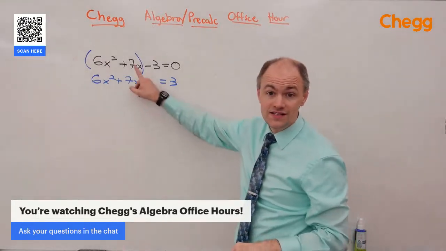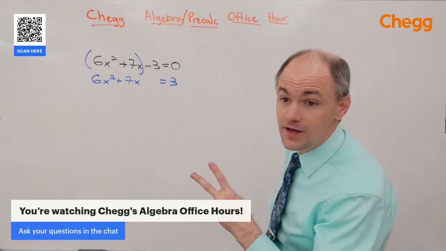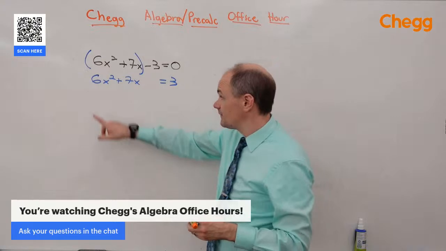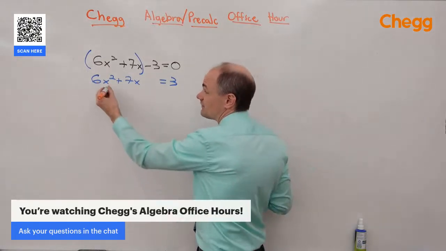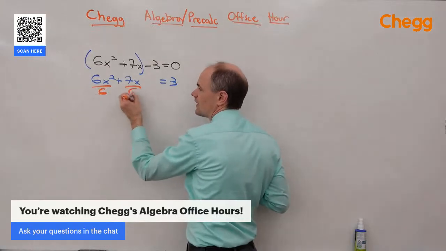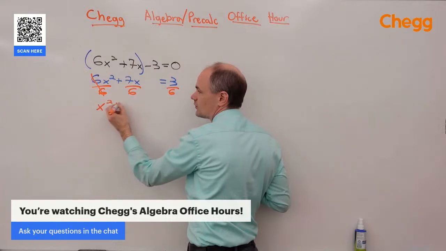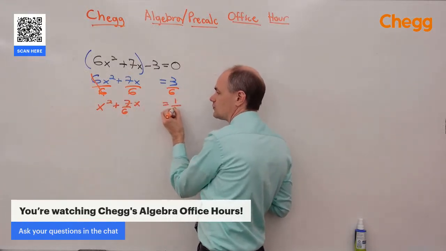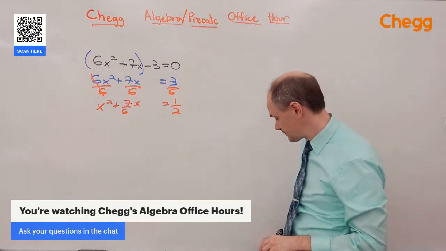Step number 1, separate the x's from things without x. Step number 2, we need to get rid of anything in front of x squared. We get rid of that 6 by dividing by 6. But if we do that, we have to divide by 6 all the way across, which is going to give us x squared plus 7/6 of x is equal to 1/2. 3/6 reducing to 1/2.